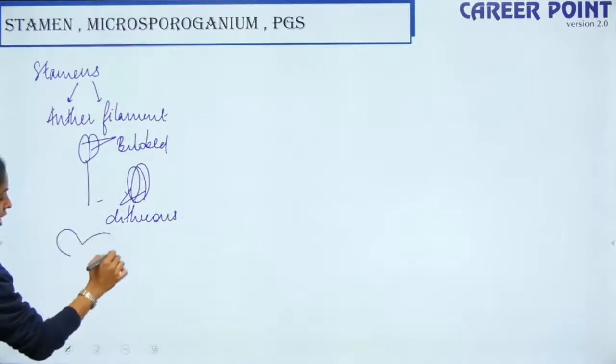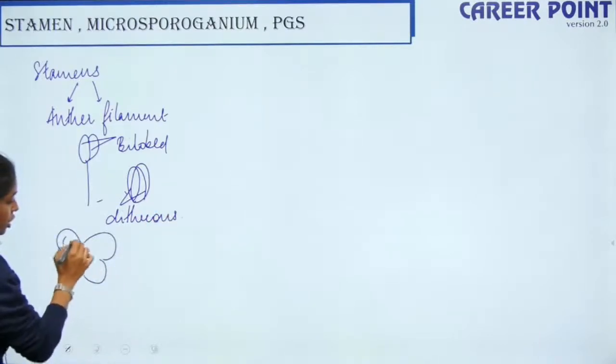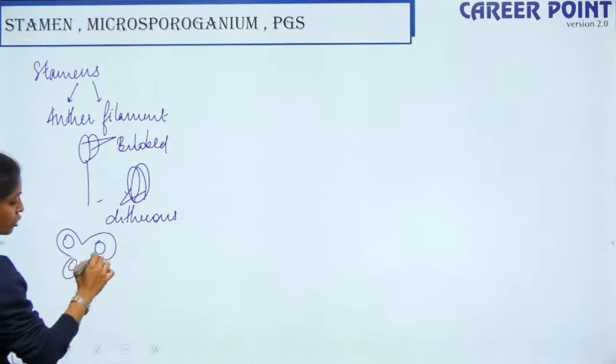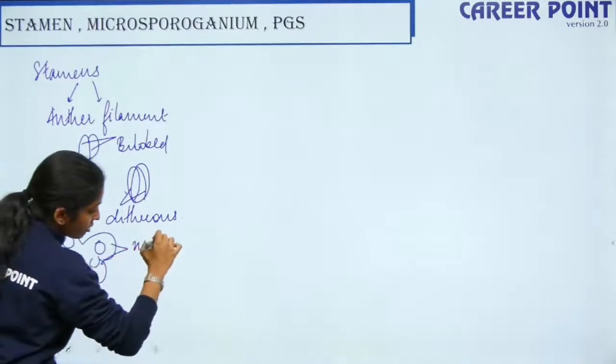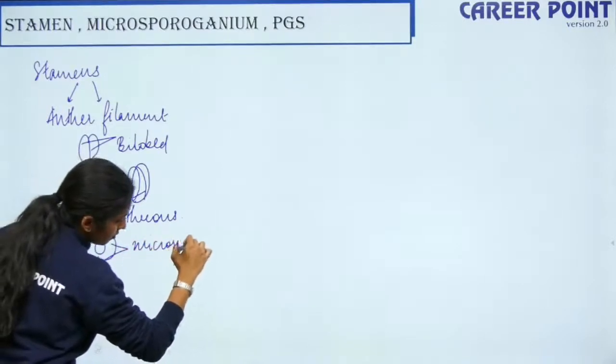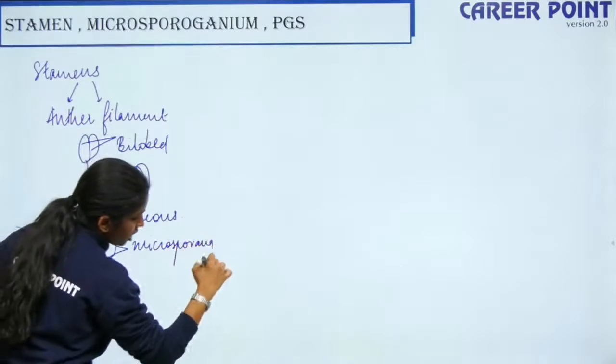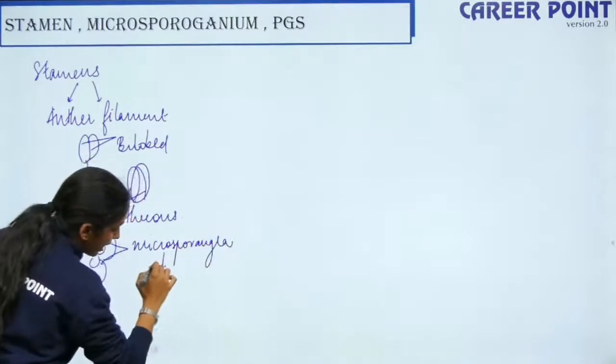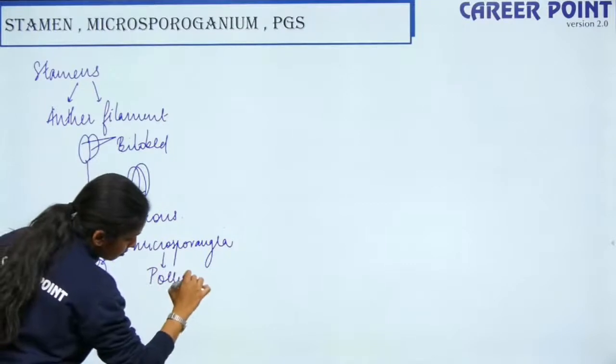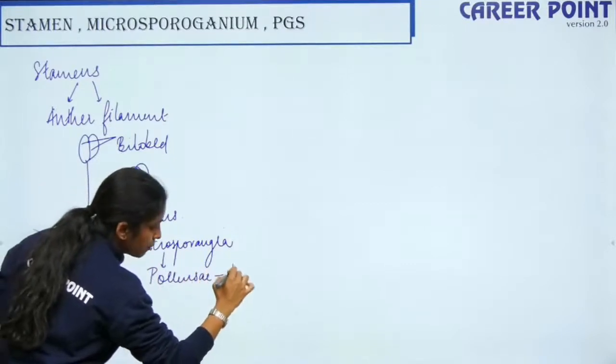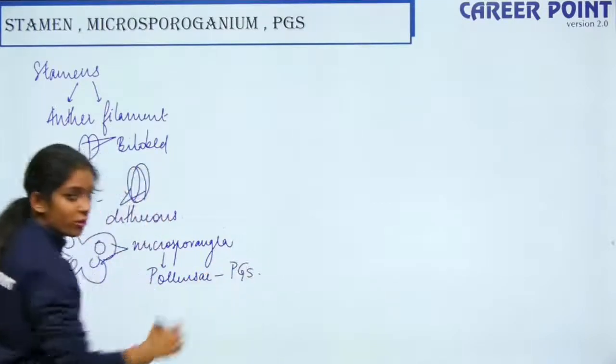So your anther is also a four-cornered structure. It has 4 microsporangia. So what is this microsporangia? So microsporangia develops into your pollen sac, which in turn produces your pollen grain, right?